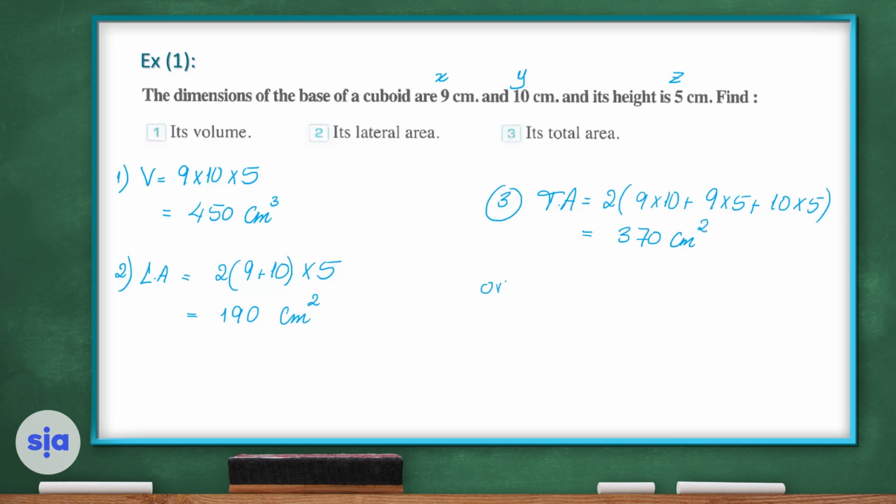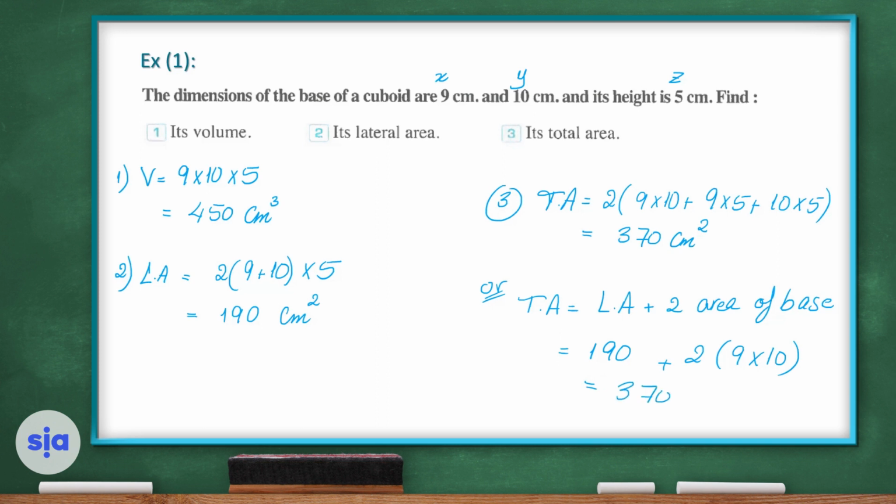Or we can find the total area in a different way, as the total area is equal to the lateral area plus 2 area of base. The lateral area, we got it as 190, plus 2, and the area of base is x times y, or 9 times 10. If you calculate this, it will also be equal to 370 centimeters squared.